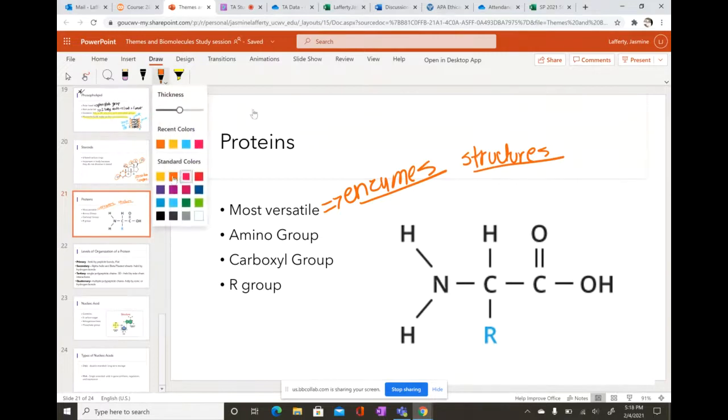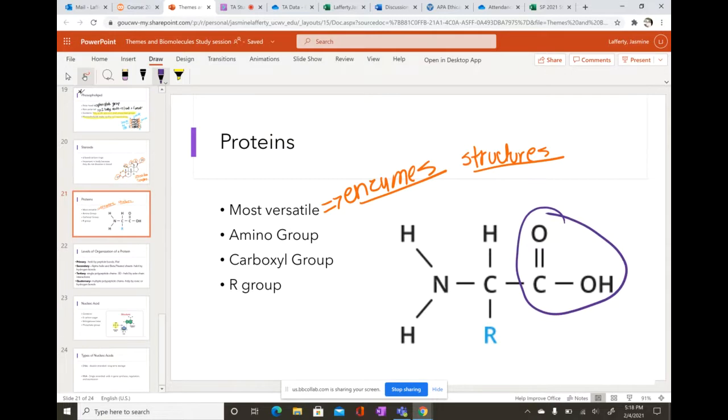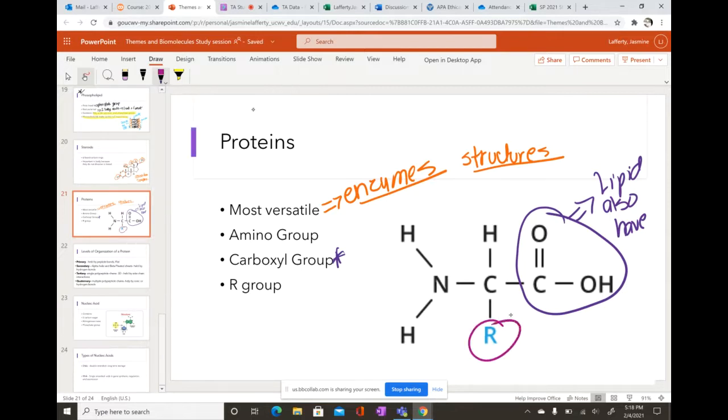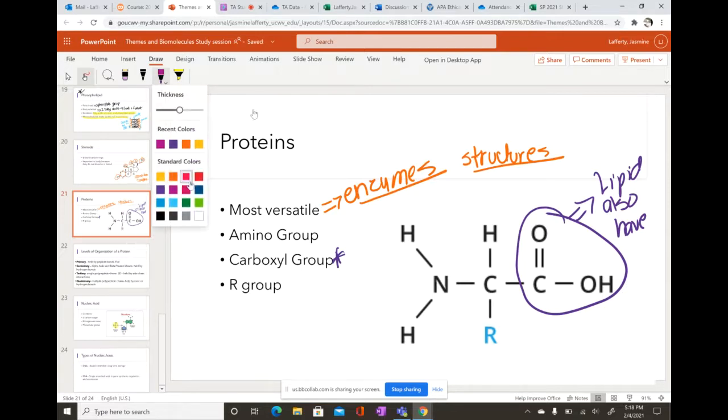So every protein has this carboxyl group. And we have seen a carboxyl group before. A lipid also has a carboxyl group. So that might not be the best identification tool. Now we have this R group, which she showed in class.